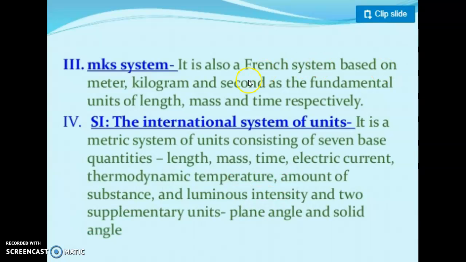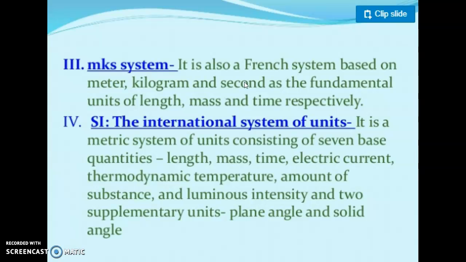Now here comes the third system, that is the MKS system. It is also a French system based on meter, kilogram, second as the fundamental units of length, mass and time respectively. So M stands for meter for length, K stands for kilogram, that is for weight or mass, S stands for second. So this is also a French system, but it was found that the units adopted vary from place to place.